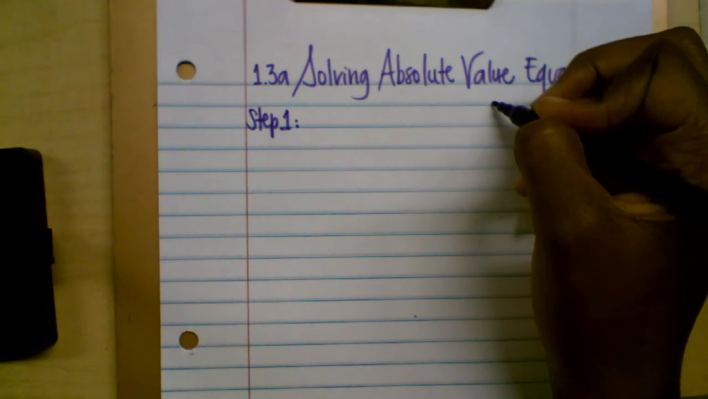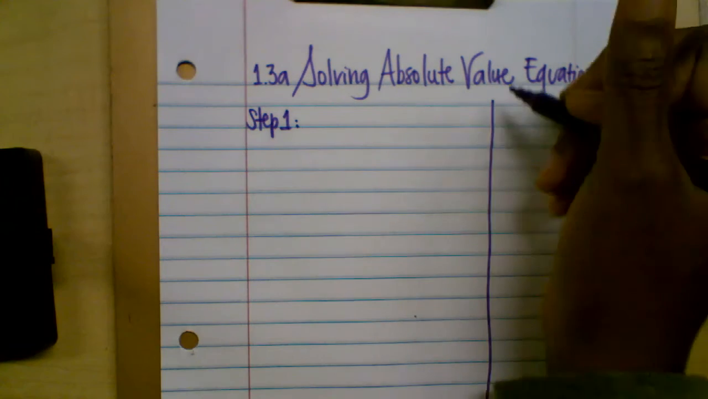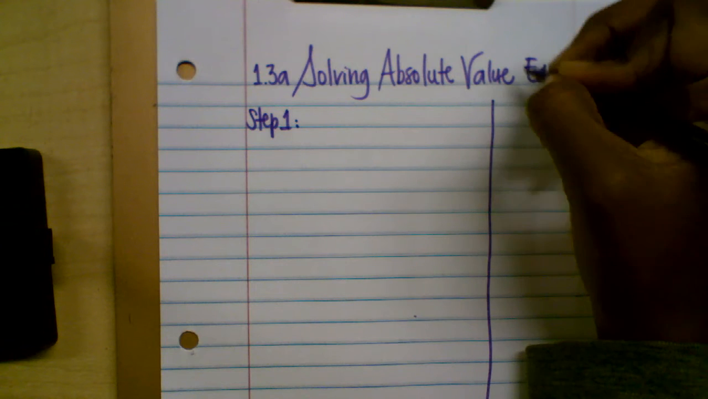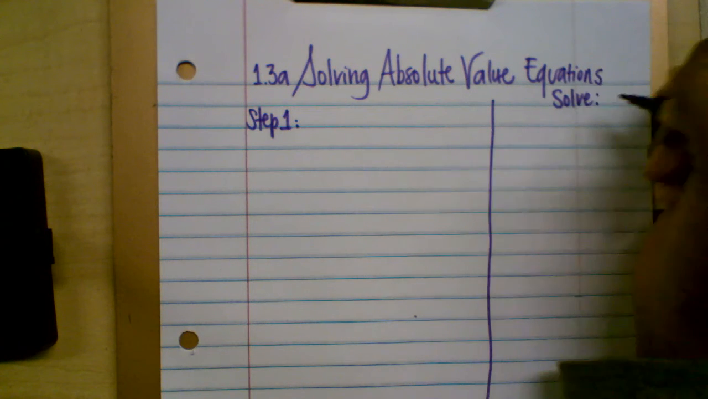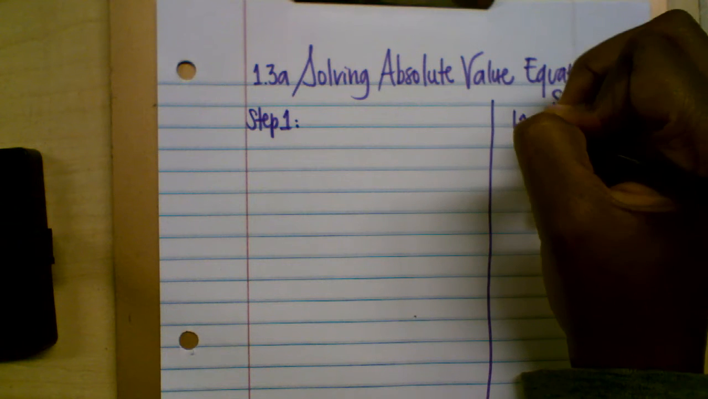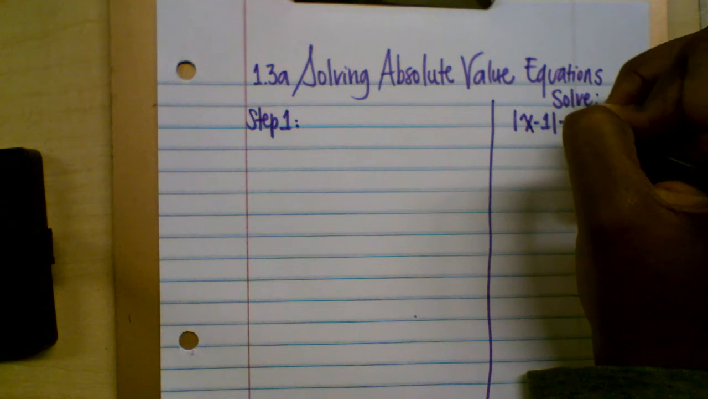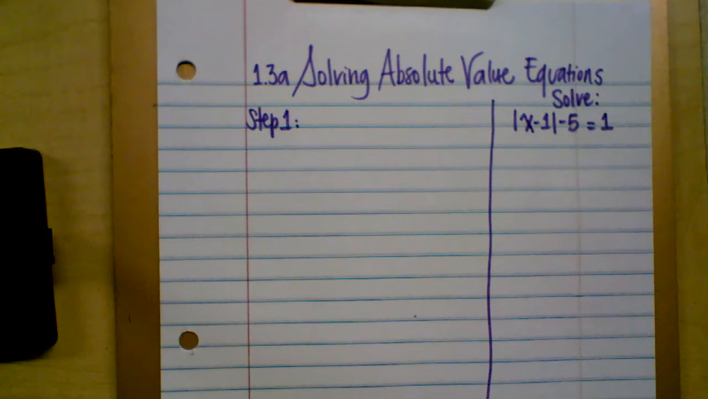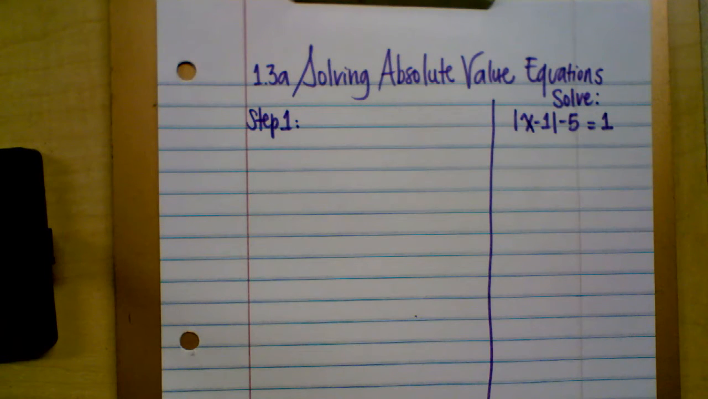So let me draw a vertical line right here. That's where I'm going to show my work. If I ask you to solve this absolute value equation, that's the absolute value of x minus 1, minus 5 equal to 1. So how will you do this? Step 1, we want to isolate the absolute value.